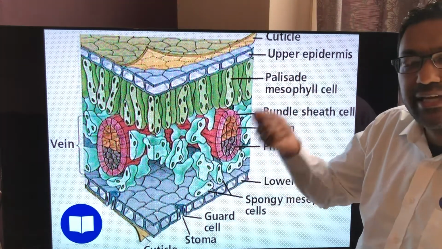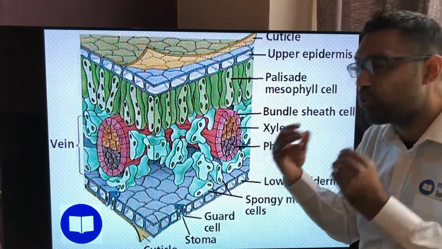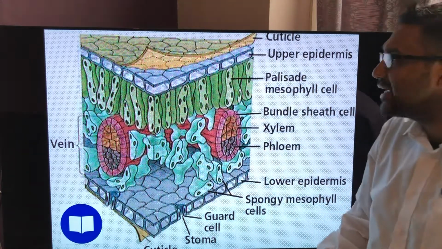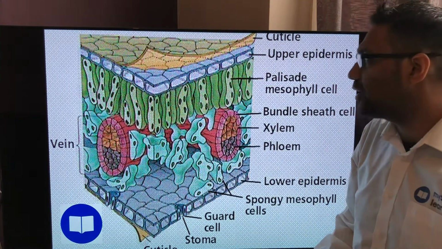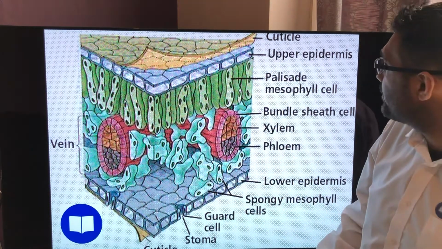What's the purpose of it? It makes it waterproof. Why? Is it to stop rain from coming in? No, it's to prevent water loss. Any water vapor in there, it prevents it from evaporating out. Because water is a finite resource, it's scarce, you don't want to just lose water for the sake of it, although you do from transpiration.